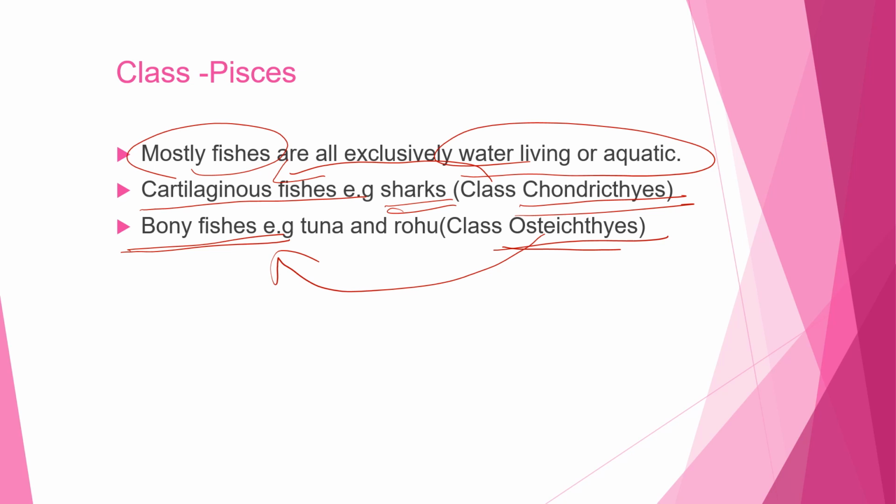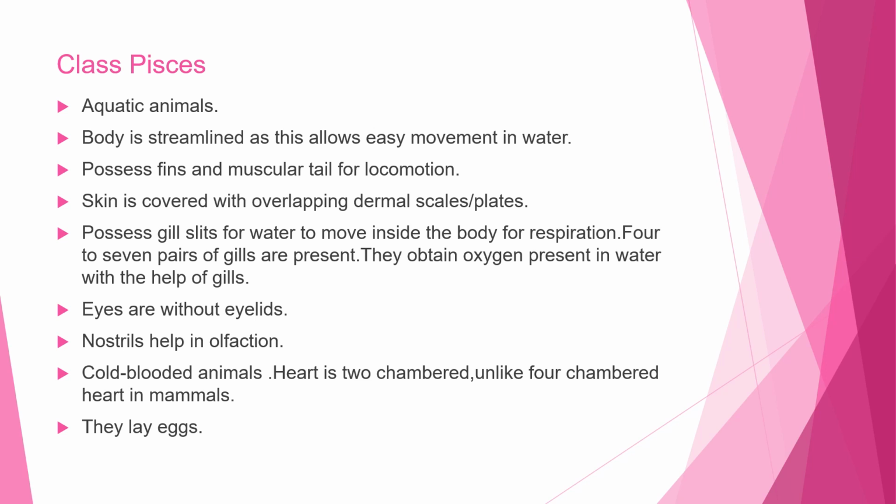But now let us first study the general characteristics of the class Pisces. So let us start with the general characteristics. Now what are the general characteristics of the class Pisces? We have already told that these are all aquatic animals. What does the term aquatic mean? They are living in water. They have a streamlined body, which allows easy movement in water. The streamlined shape of the body gives them access through water easily.